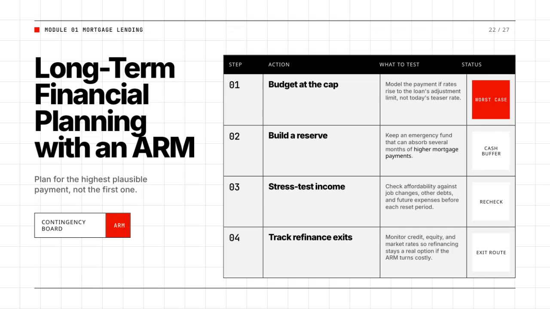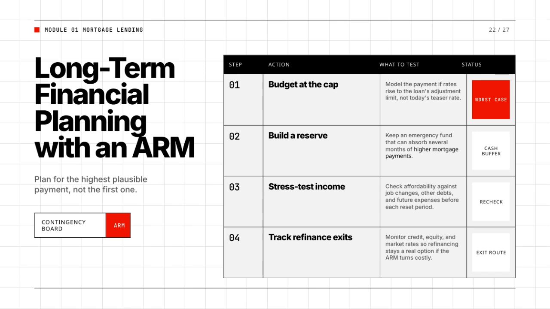When planning long-term finances with an adjustable rate mortgage or ARM, it's crucial to prepare for the highest possible payment, not just the initial low rate that might seem appealing. First, model your budget assuming interest rates rise to the maximum adjustment cap rather than the current teaser rate, to understand your worst-case scenario. Next, build a cash buffer by keeping an emergency fund that can cover several months of higher mortgage payments. This provides a critical safety net.